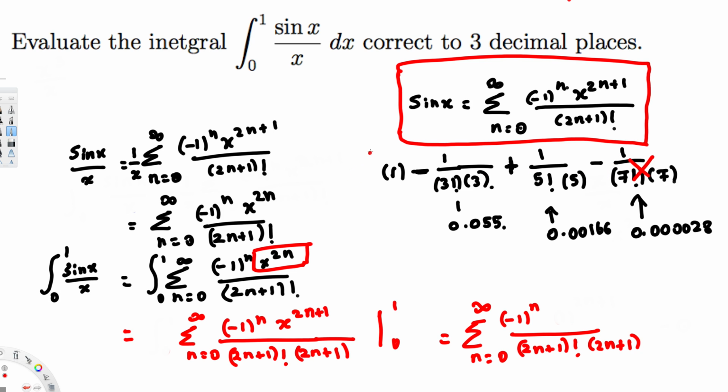Now all we have to do is add these 3 things, and that's going to be the final answer. And if you add them together, you will get 0.9461, and this is going to be the integral correct to 3 decimal places.